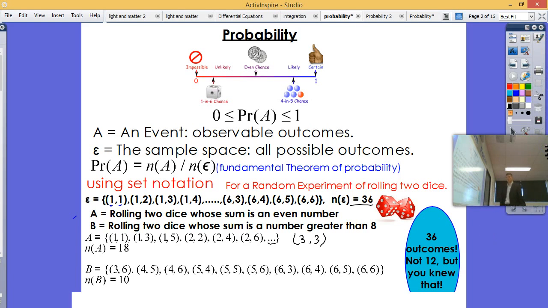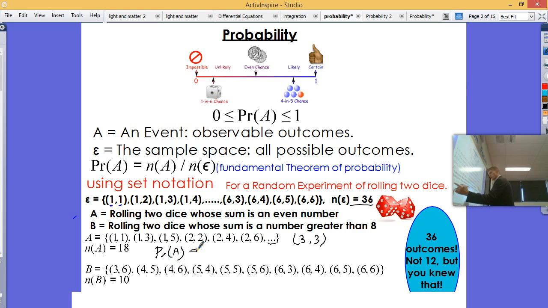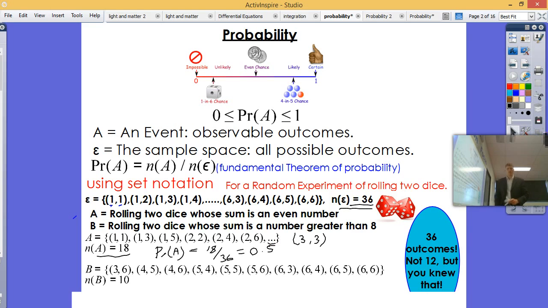So you can ask yourself, well, what's the probability of rolling 2 dice whose sum is an even number? Well, I'm thinking about the probability of event A, which is the number of outcomes in A, 18, over the number of outcomes in the sample space, 36. That's 0.5 or half. Okay? It's a simple ratio of numbers we are forming when we're evaluating probabilities. Okay, so far so good.